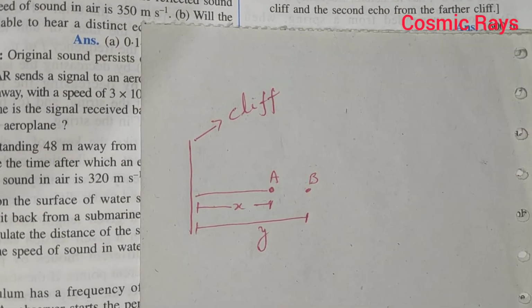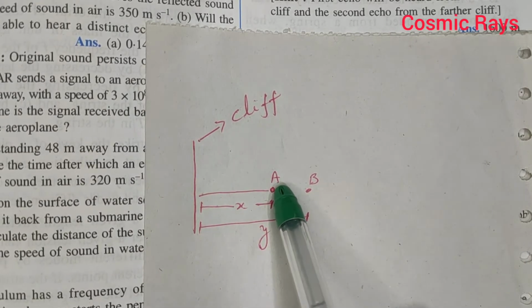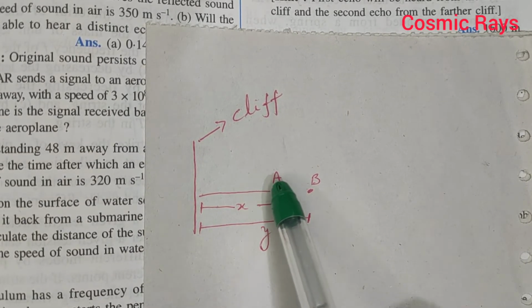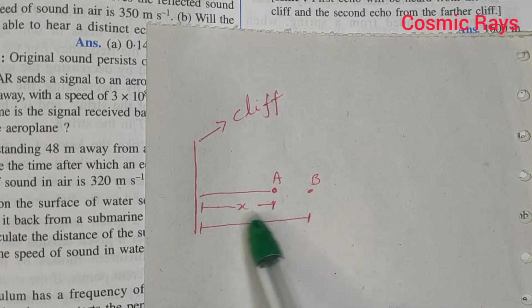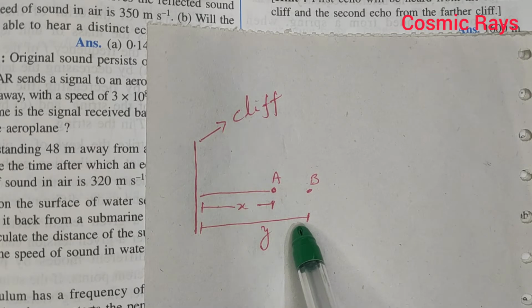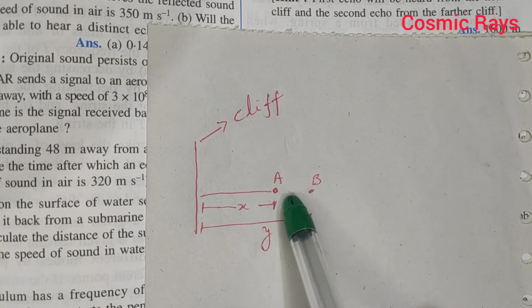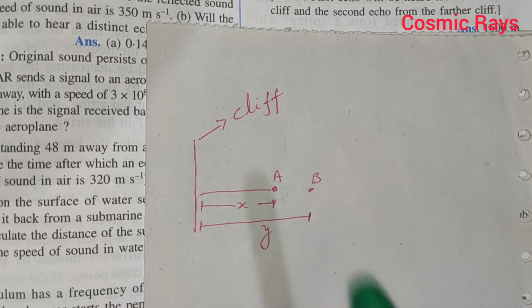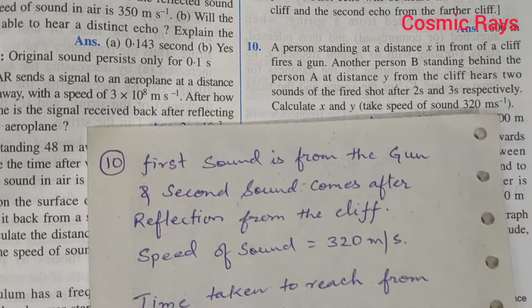So here this is the scenario. This is the cliff and person A is standing at a distance x. Person B is standing behind A, at a distance y from the cliff. So the distance between A and B will be y minus x. Please remember this. And then we have the solution for question number 10.